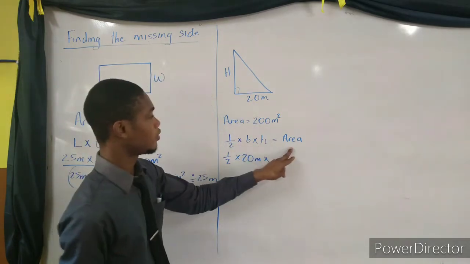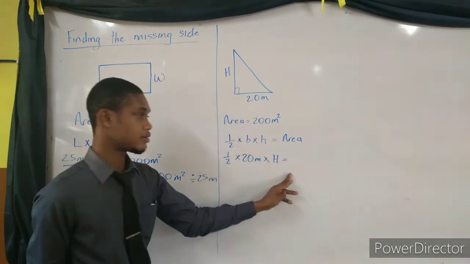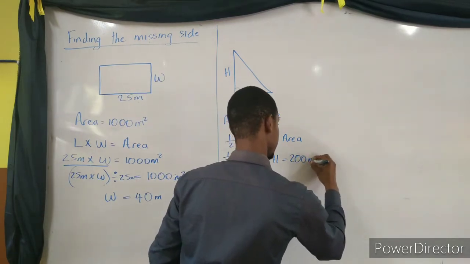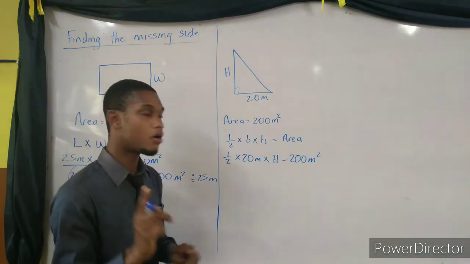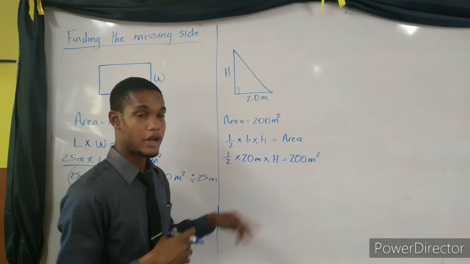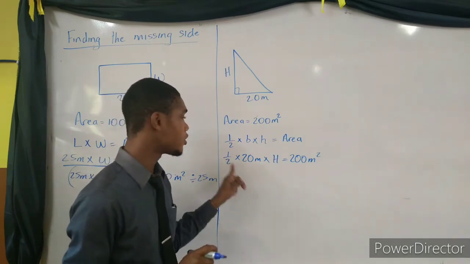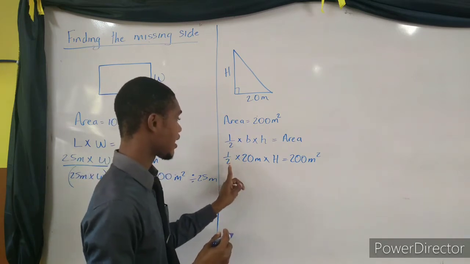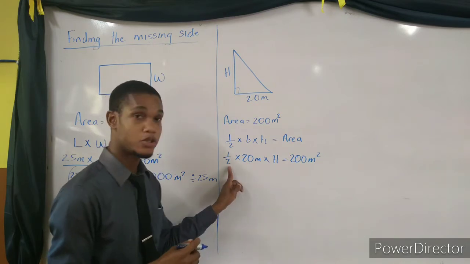times h, which we don't know, and all of that product must give you 200 meters squared. Now you generally want to work and try to get one number on each side. So in this case we have a half and 20, and so you want to get them into one single digit. So a half multiplied by a number is the same thing as dividing by 2. So it's either a half multiplied by 20 meters or 20 meters divided by 2.